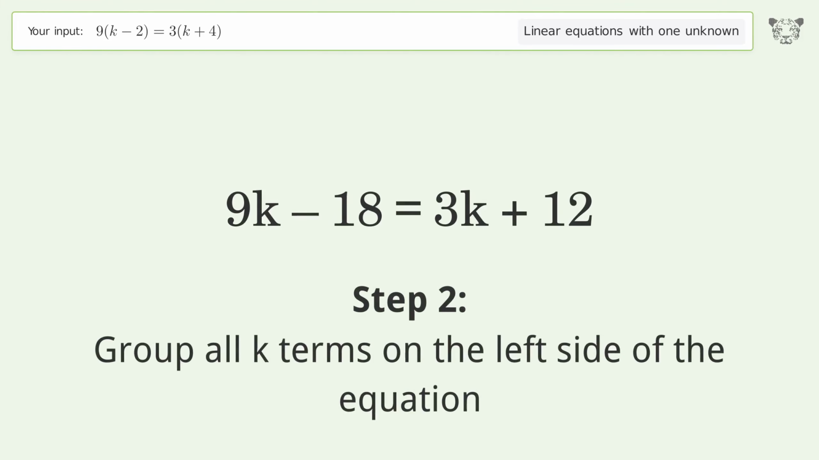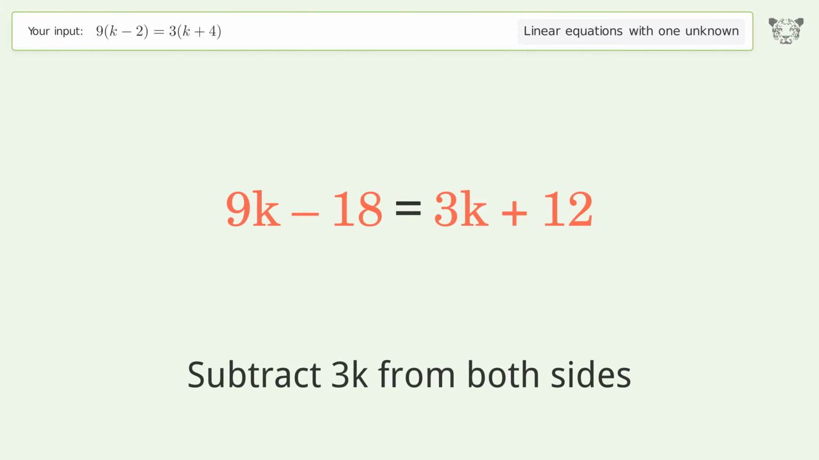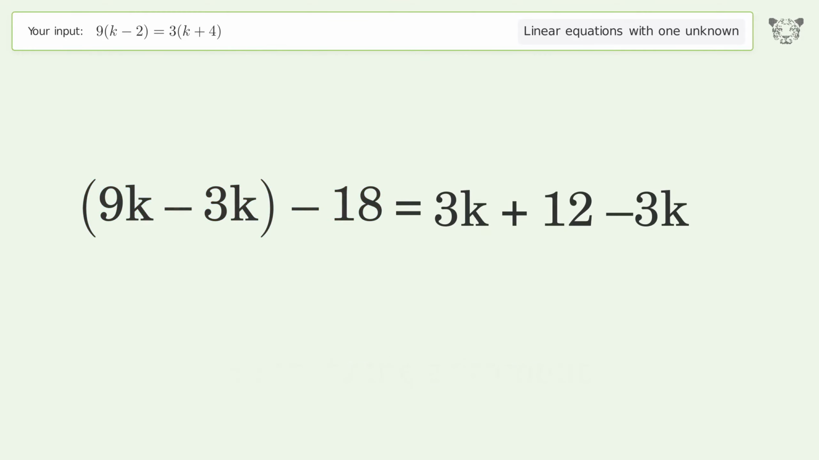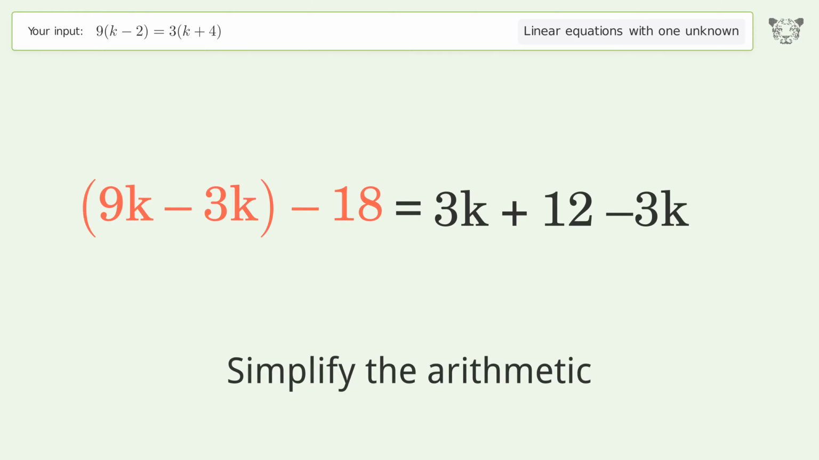Group all k terms on the left side of the equation. Subtract 3k from both sides. Group like terms. Simplify the arithmetic.